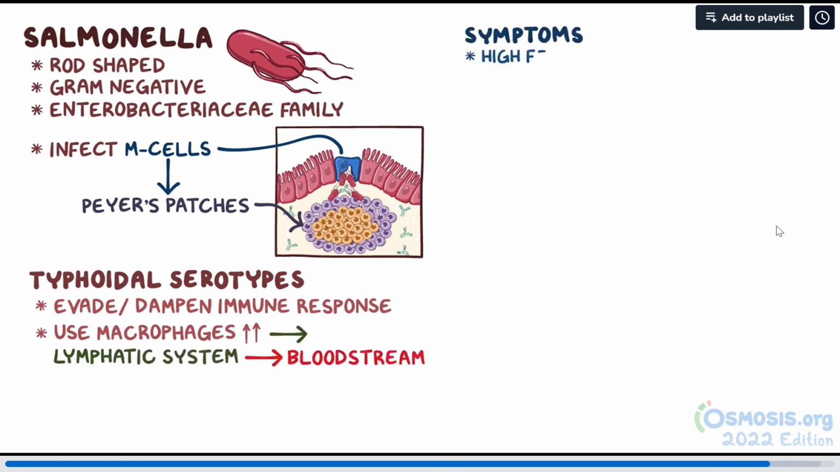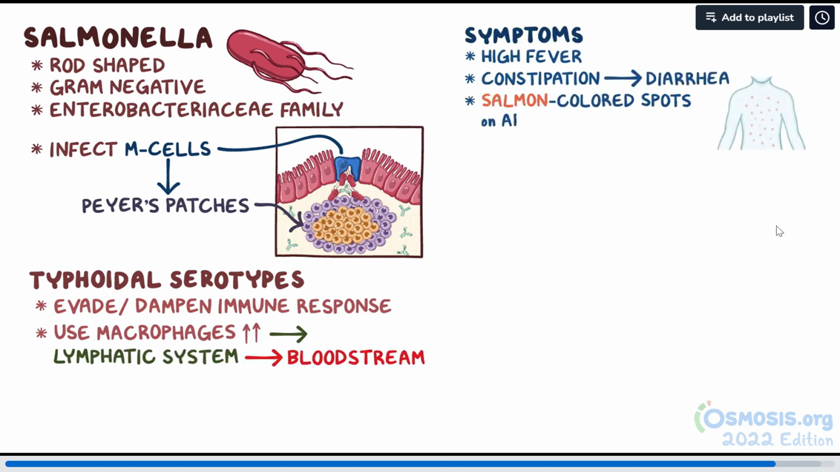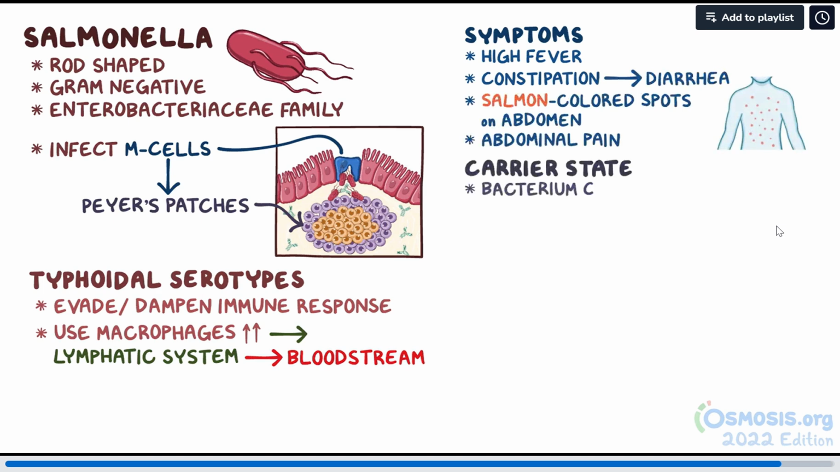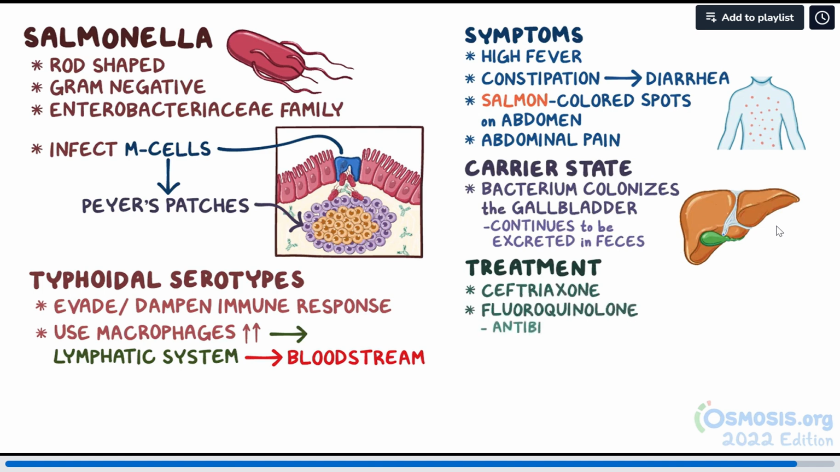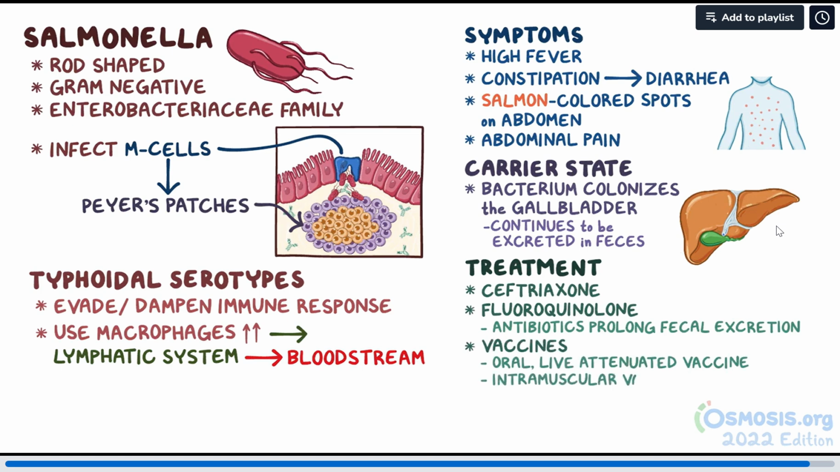Symptoms include a high fever with constipation, followed by diarrhea, salmon-colored spots on the abdomen, and abdominal pain. A carrier state exists when the bacterium colonizes the gallbladders of people with the disease, so they can continue to excrete bacteria in their feces. Treatment can include a ceftriaxone or fluoroquinolone, but antibiotics can prolong fecal excretion of the pathogen. Vaccines exist, with an oral live attenuated vaccine and an intramuscular vaccine containing Vi capsular polysaccharide.